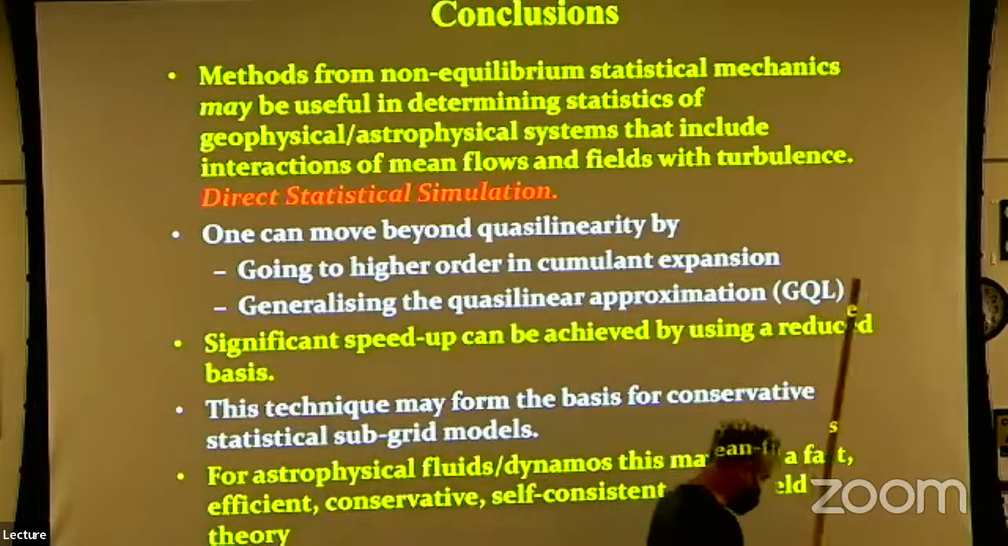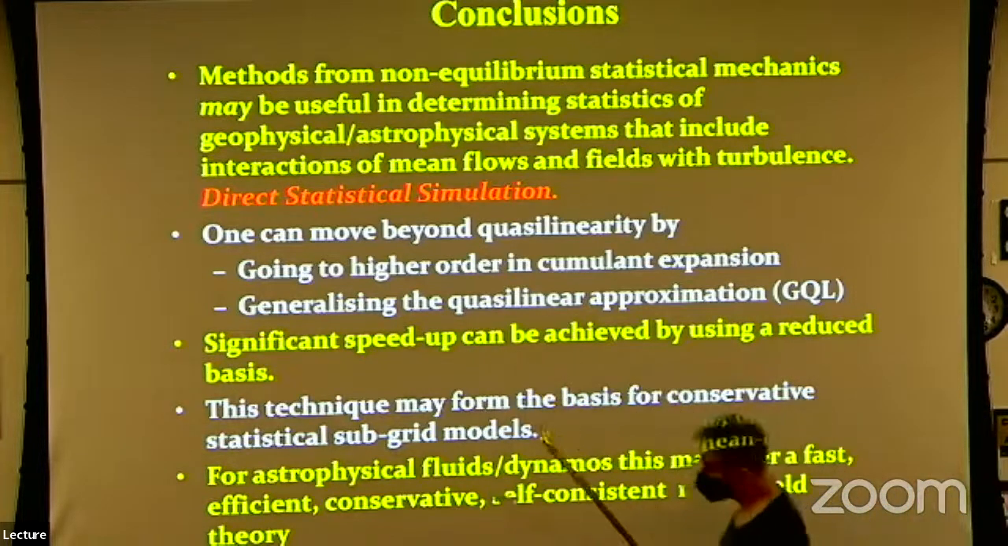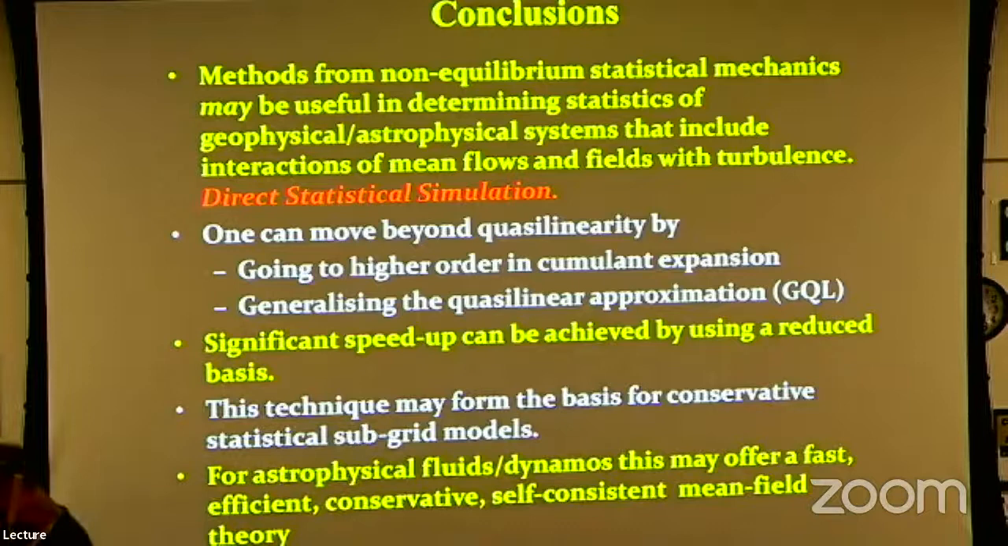So I spent a lot of time looking at GQL, and now it seems like we can have a statistical theory for GQL. You can speed up significantly, perhaps by using a reduced basis. You have to try and think about what reduced basis you want. The technique may, if we're lucky, form a basis for conservative statistical subgrid scale models. And even if you're not interested in subgrid models, but you're interested in just simulating larger scales, which we might be for astrophysics, this may offer a fast, efficient, conservative, self-consistent mean field theory. Okay, so thanks for your attention, and I'll leave it there and take questions.